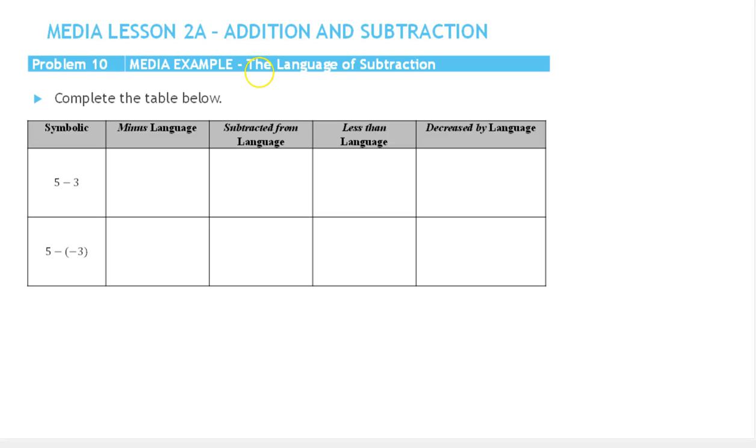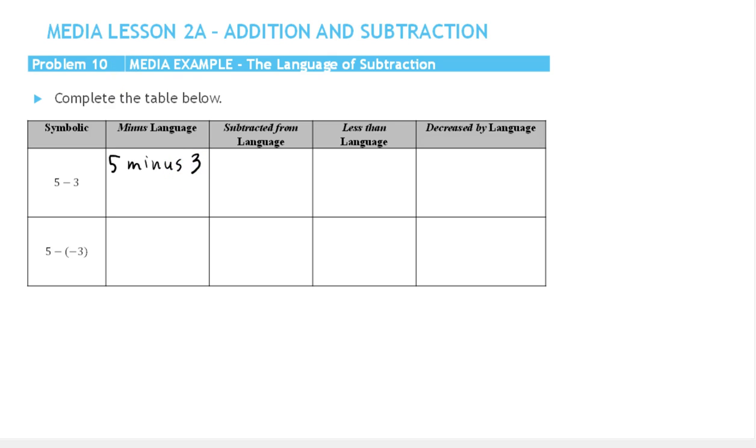In this example, we're going to discuss the language of subtraction and all of the different ways we may speak about subtraction given a symbolic form. So, reading this from left to right, you might say this as 5 minus 3. So I'm going to write that in the minus language.